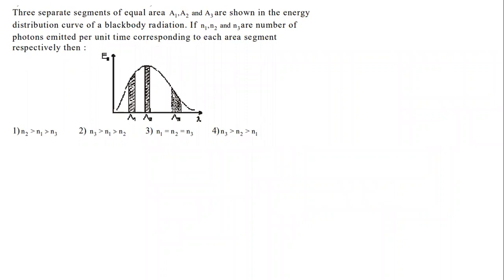Three separate segments of equal areas A1, A2 and A3 are shown in the energy distribution curve of a black body radiation. If N1, N2 and N3 are the number of photons emitted per unit time corresponding to each area segment respectively, then which is correct? This is correct. Clear? So equal area means equal power output. That's why.